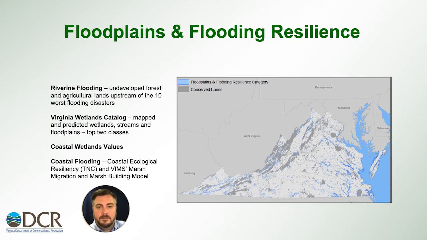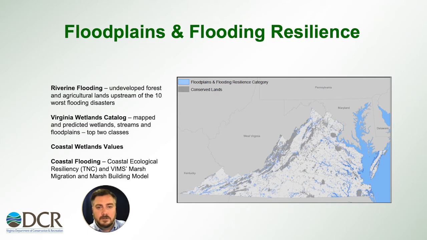Wetlands, as well as streams and floodplains, are included via the ConserveVirginia Virginia Wetlands Catalog. Wetlands include mapped and predicted wetlands, streams, and floodplains. The 2 highest class conservation priorities are included based on variables including water quality, natural land networks and buffers, ecosystem services, and biodiversity.